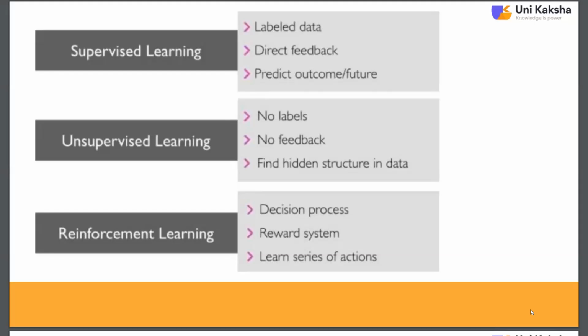Third is reinforcement learning. It is based on a decision process. You can say that a collection of decision trees is nothing but reinforcement learning. It is a reward based system. It is a series of different actions. So this is actually a performance based system. That is reinforcement learning.